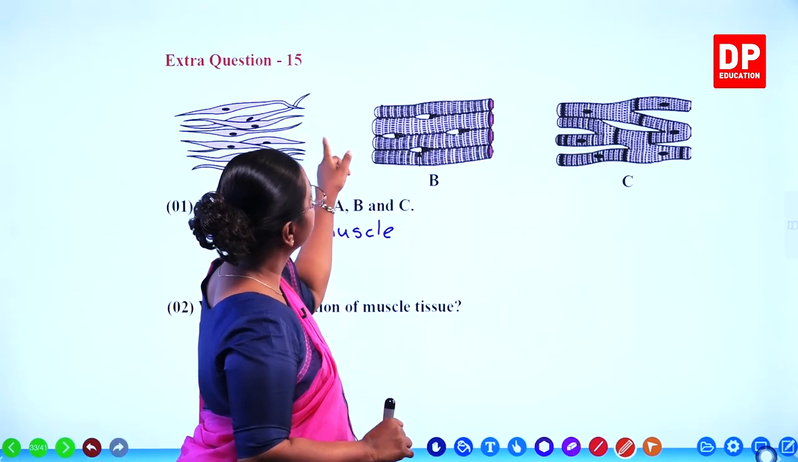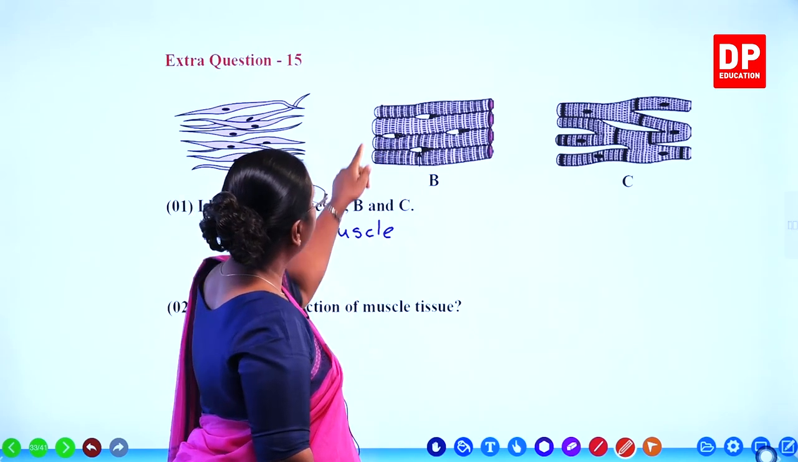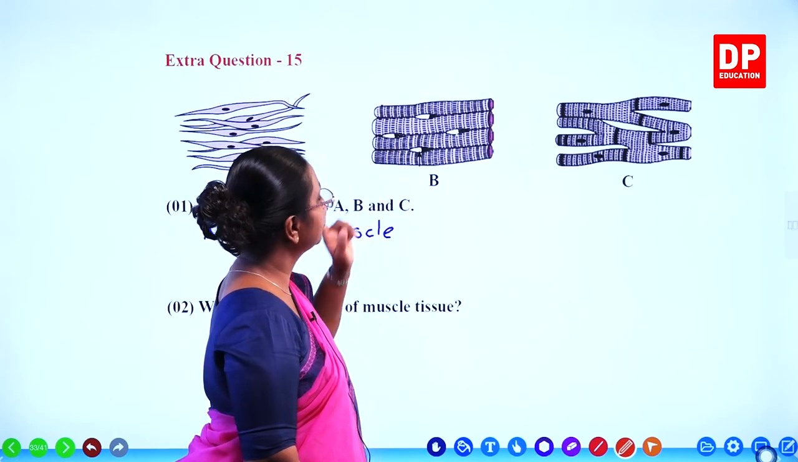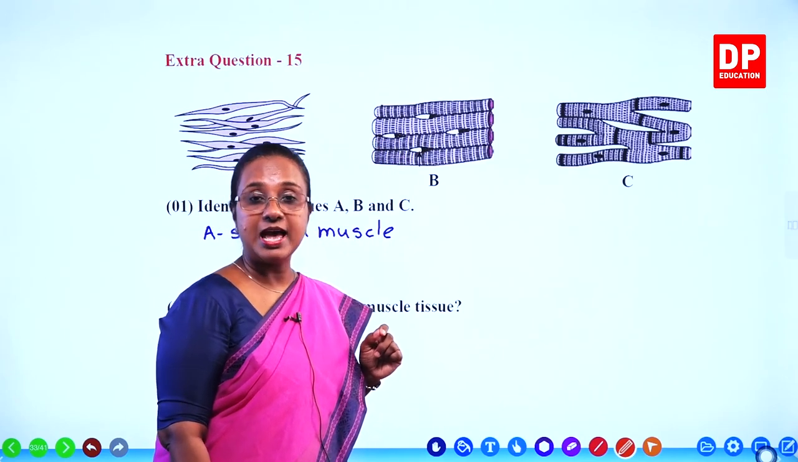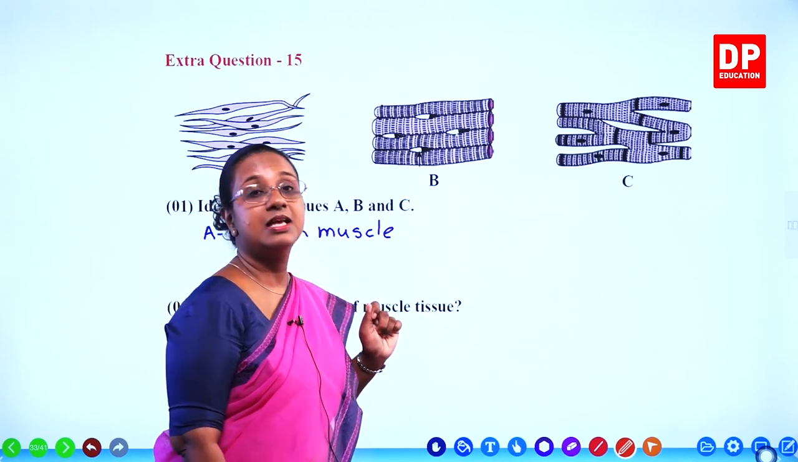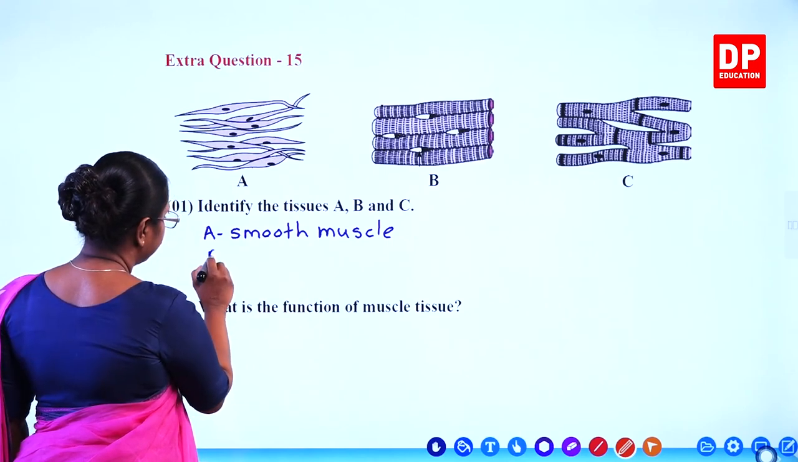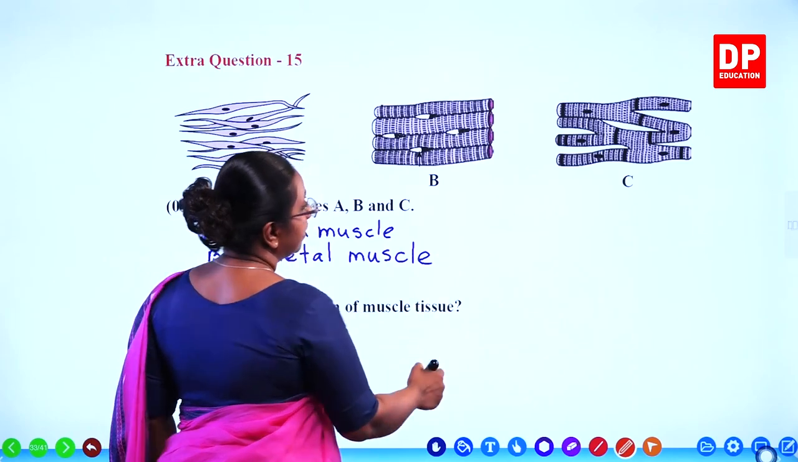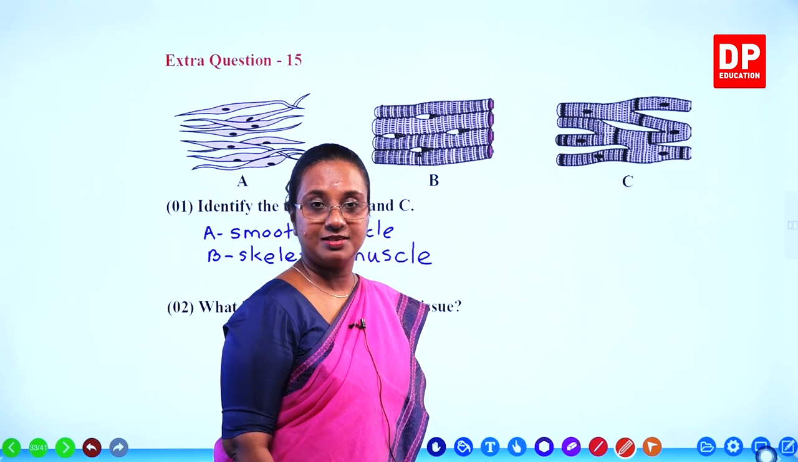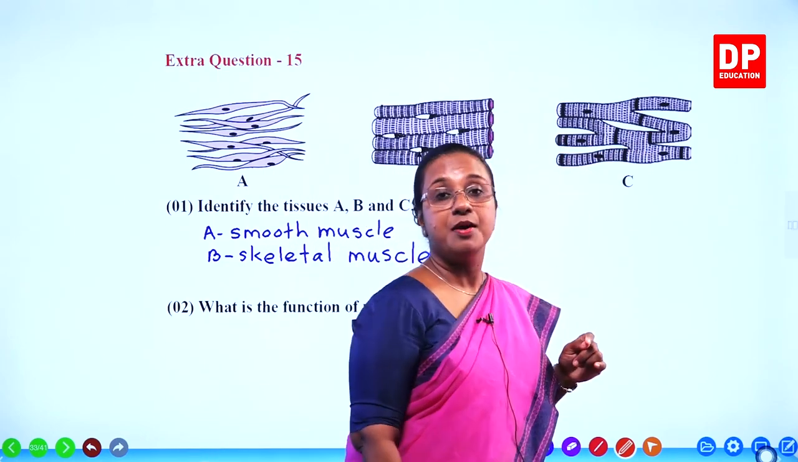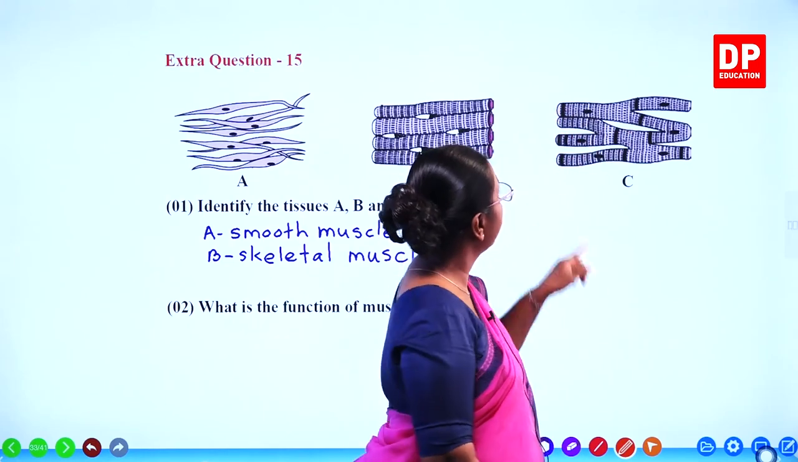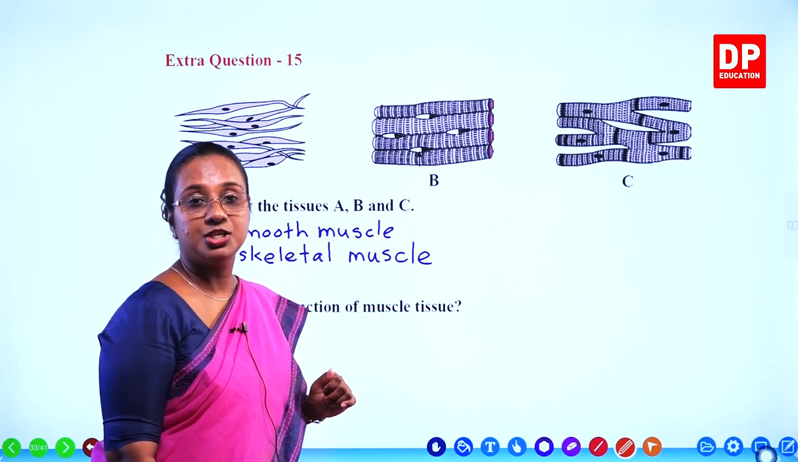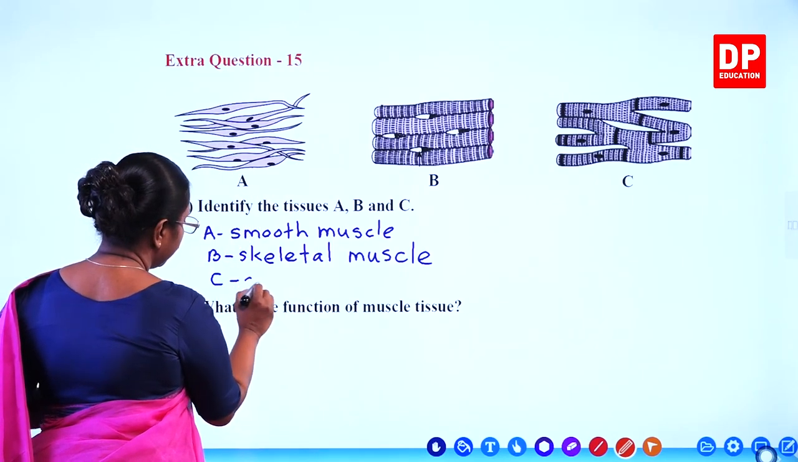And B, you can see these are cylindrical fibers and there are cross striations that is common to two tissues. But here there is no branching and also you can see there are more than one nuclei. That means B is skeletal muscle. So here I can write B as skeletal muscle. Then the third type obviously has to be cardiac muscle. How do you identify that? The fibers are branched and you can see the intercalated disc and also there is only one nucleus per cell. So those are features of cardiac muscle tissue fibers. So C is cardiac muscle.